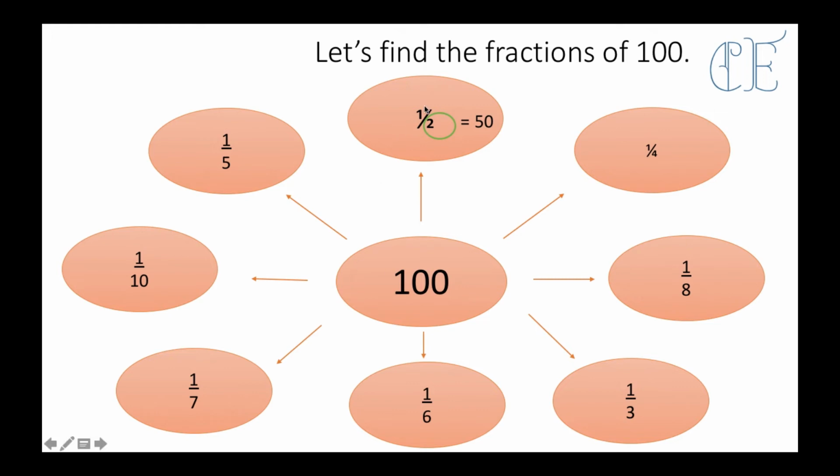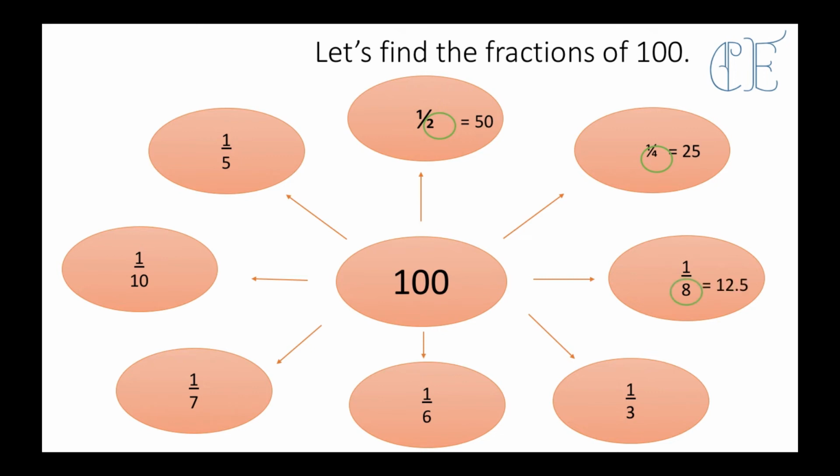Now we don't have to times by the top on this one, or on any of these for that matter, because it's only a 1 on the top, look. If there was anything else, then you would have to times by the top, but it's a 1, so we don't have to do anything. Right, a quarter of 100 is 25. 100 divided by 8, 12.5.